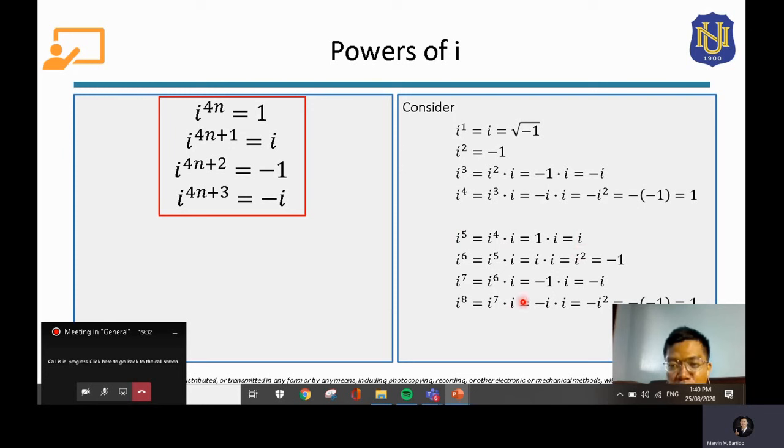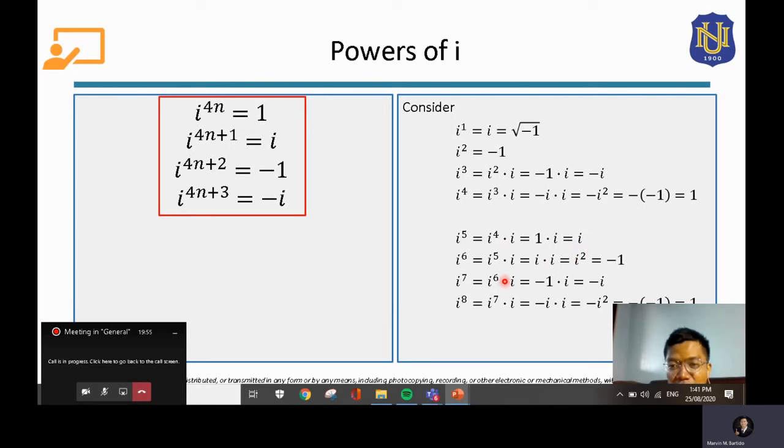Now continuing this, let's say i raised to the 6th. To solve this, we can factor it into i to the fifth times i. And we know that i to the fifth is actually equal to i. So i times i is i squared. And we know that i squared is equal to negative 1.